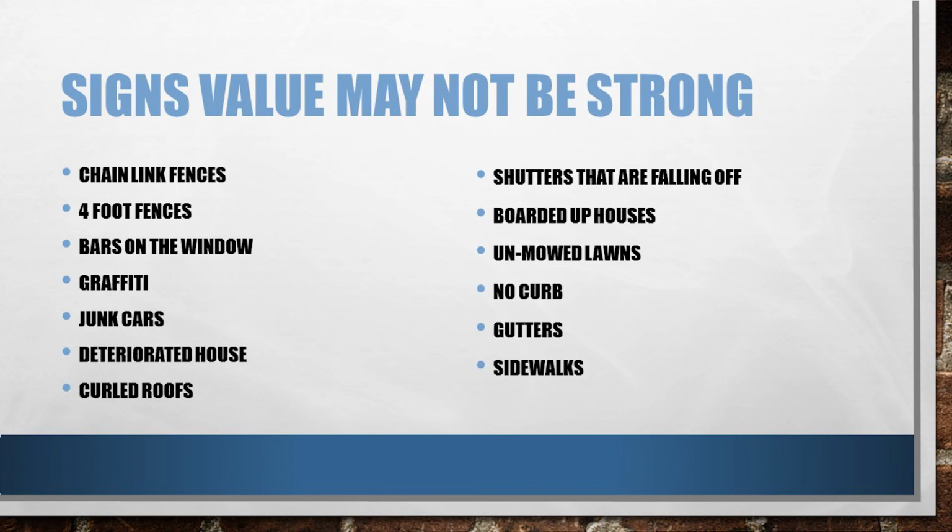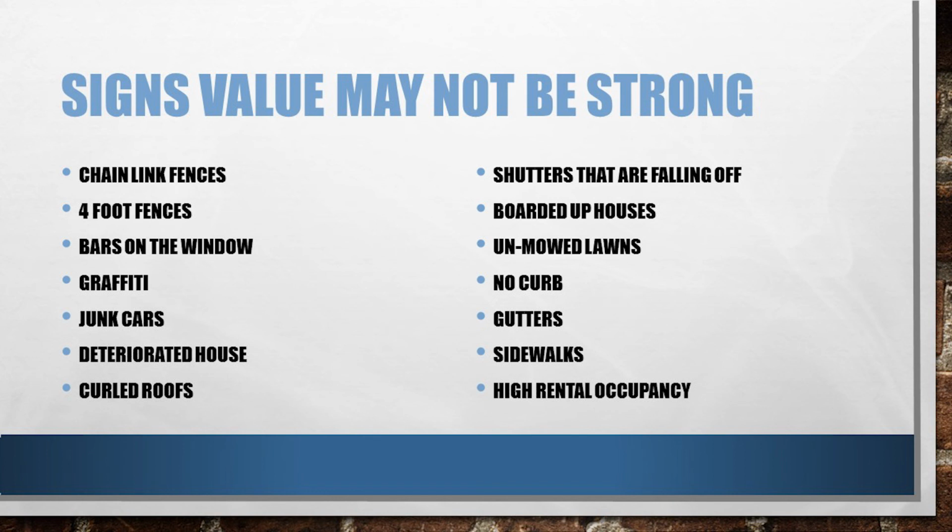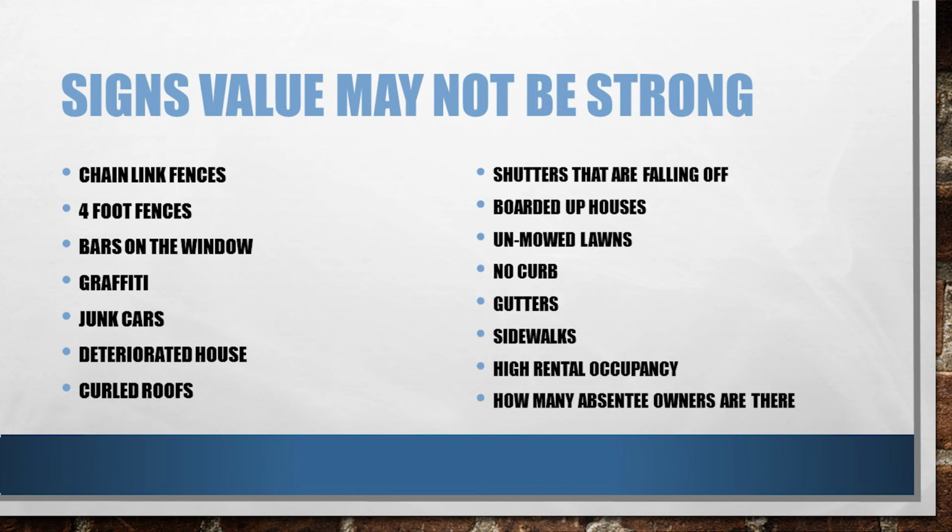No curb and gutter or sidewalks, or are there curb and gutter and sidewalks? And is there a high rental occupancy? So you see rental signs, or when you do your demographic of the neighborhood, how many rentals are in that marketplace? How many absentee owners are there? That's going to give you a good indication of a not so valuable neighborhood. And again, we're going to buy houses in either one. Again, you're going to look for obsolescence, functional, economic.